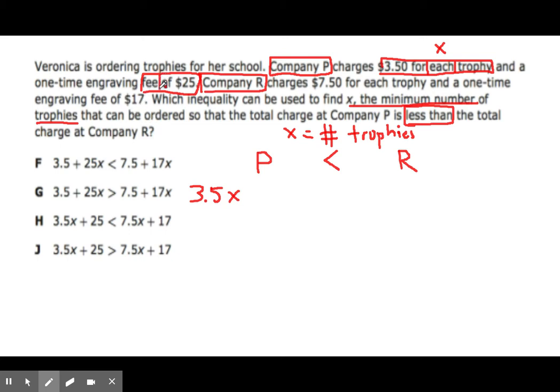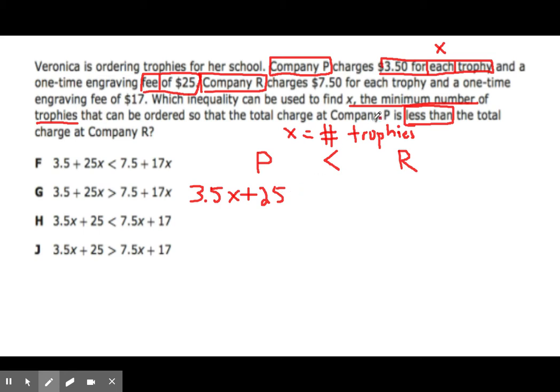Here's that word fee. Anytime I see that word fee, that automatically tells me that's my constant. That's the number I'm adding or subtracting. So are we adding or subtracting that 25? Well, I know to get the total charge, I need to add my prices. So we need to add the $3.50 for each trophy plus the $25 engraving fee. And that's all we know about company P.